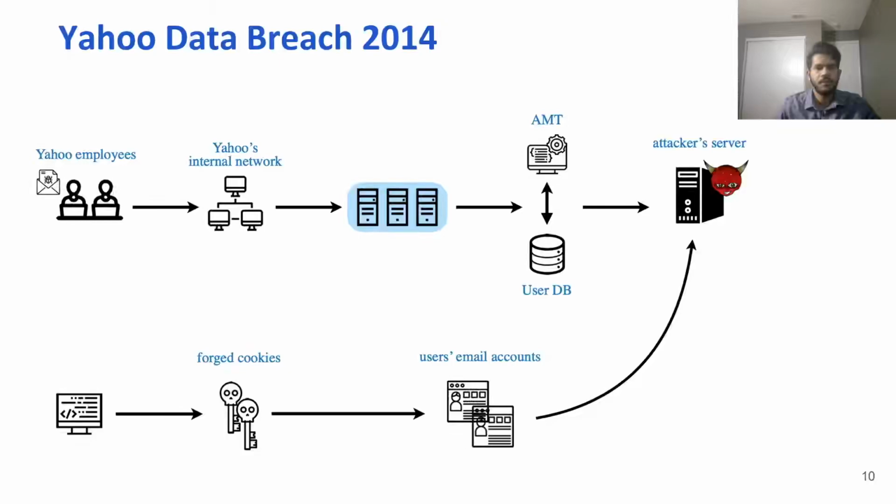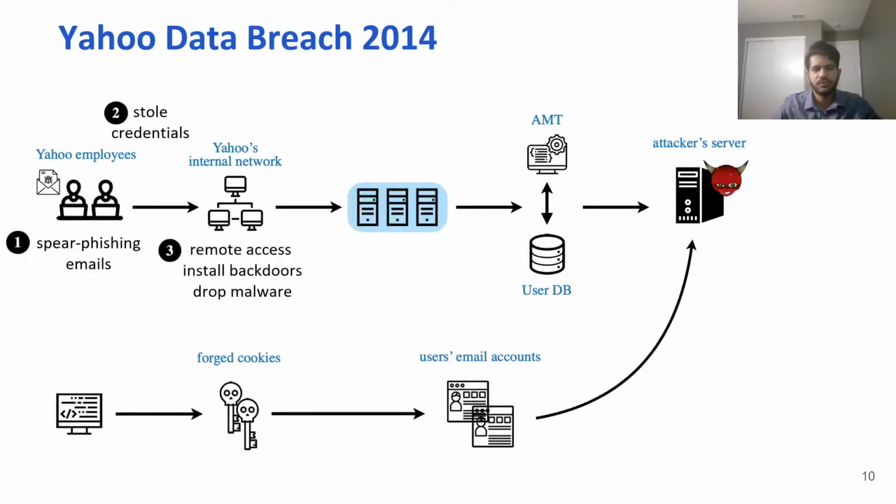So the breach started with the attackers sending spear phishing emails to the Yahoo employees. The attackers harvested their credentials using these emails, and they used these stolen credentials to gain access to Yahoo's internal network. They also installed additional backdoors and malwares to gain persistent access to Yahoo's internal network. From this access, they spread across the whole network and infected a number of different machines.